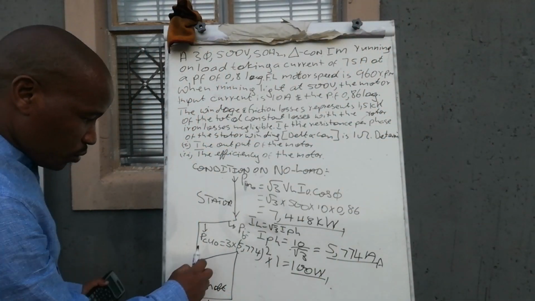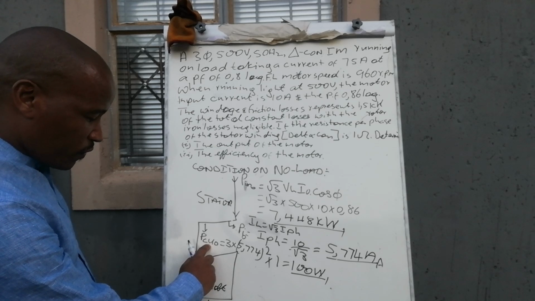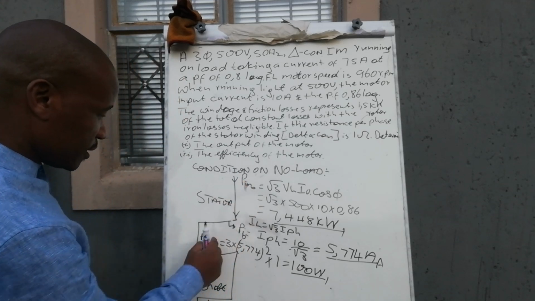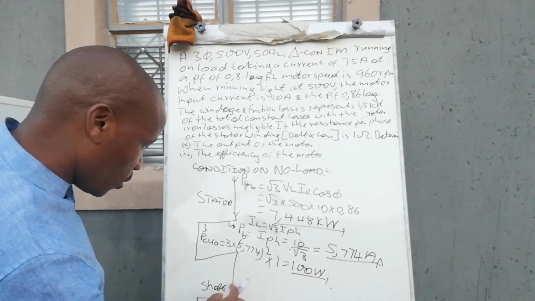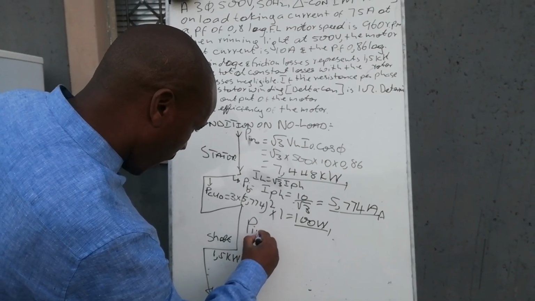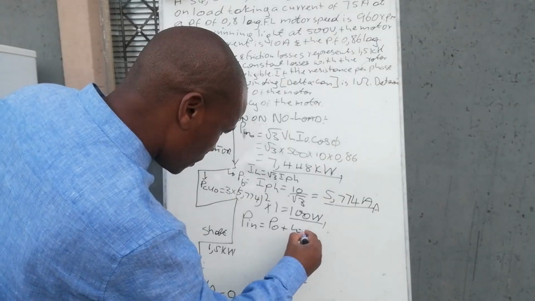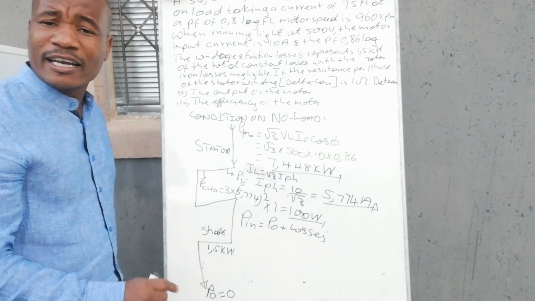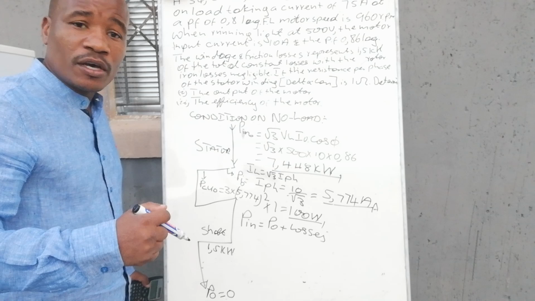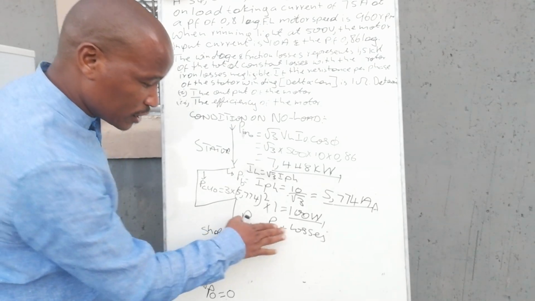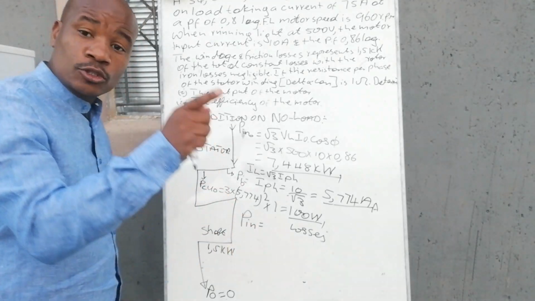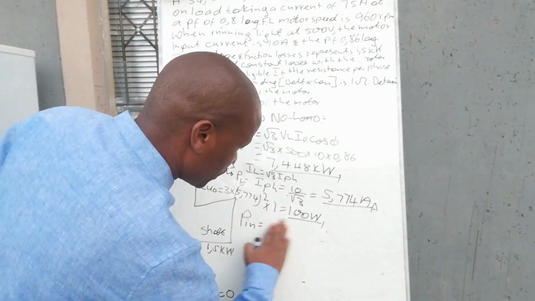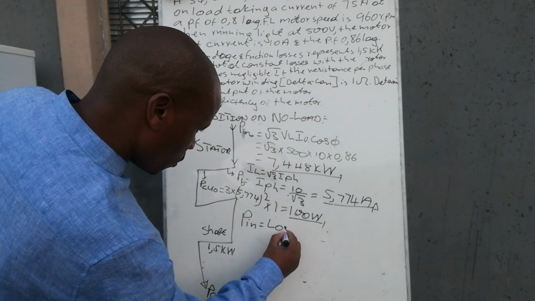Now you've got the stator copper losses at no load. Also now you can find the iron loss. The iron loss is equal to what? The input power is equal to the output plus losses. But remember, at no load, the output is 0. There can't be an output because the load is not connected to the motor. So this falls off. Now I'm telling you, at no load, the input power is equal to the losses. That's the point I was trying to make. Okay, right. Now it's equal to losses.